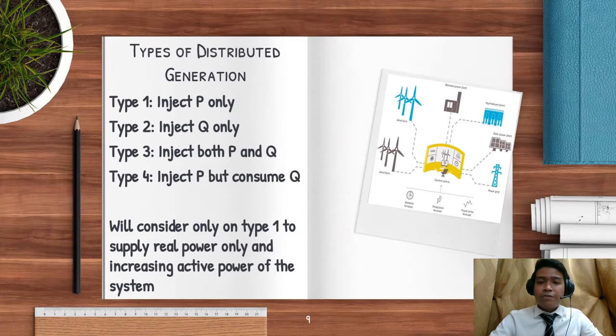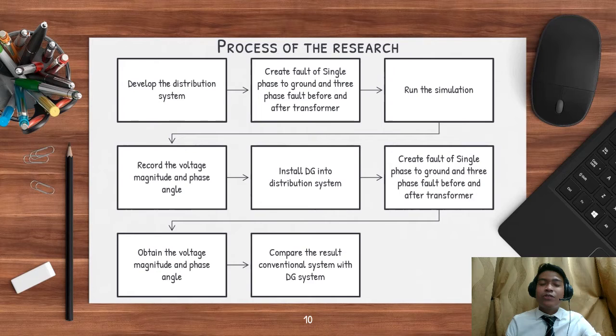Type 4 is mainly the induction generator used in wind farms. In this paper, we consider only Type 1 distributed generation to analyze the voltage sag with the distributed generation system installation. Okay, next, for the process of the study, start with the development of the distribution system.